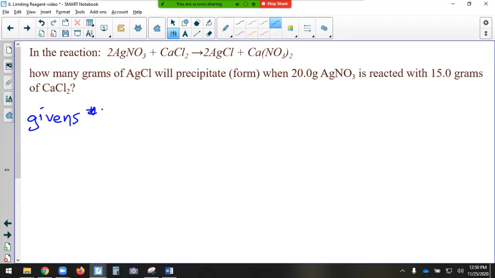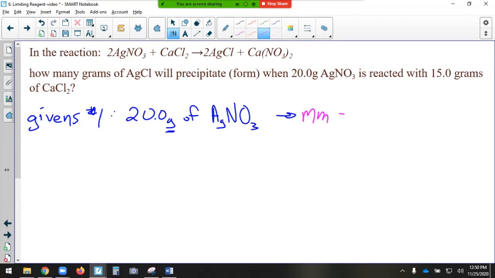So given number 1, we have 20.0 grams of silver nitrate. Now, right off the bat, because I was given mass, I want to determine what the molar mass is. So the molar mass here, I take my silver, my nitrogen, and 3 oxygens and add them all together. I'd end up with 169.88 grams per mole. Forgive me, I'm not going to show that step because that was lessons from a few days ago. So you should know how to do that at this point.